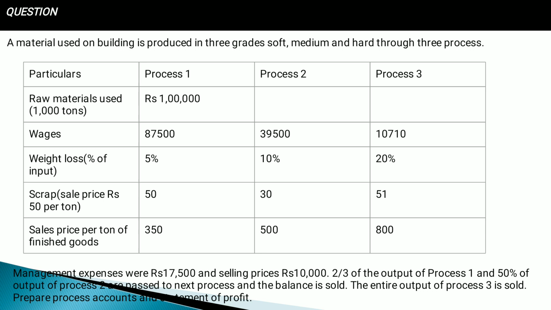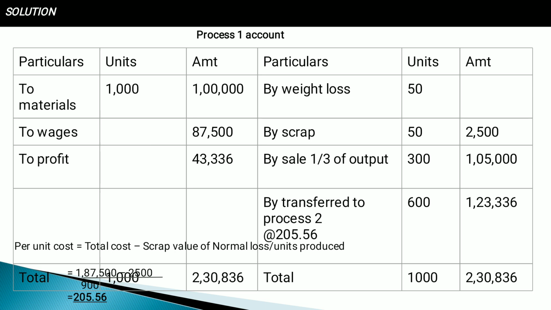So we will go to the solution. We will first prepare the process 1 account. To materials is 1000 and the amount is 1 lakh. To wages is 87,500. By weight loss is 50 units, scrap value 50 units at 50, and the amount is 2,500. And by sale, one third of the output comes to 300 units and the amount is 1 lakh 5000. And it should be transferred to the process 2 account.